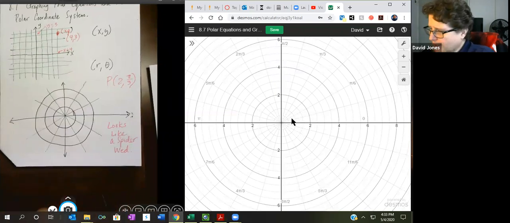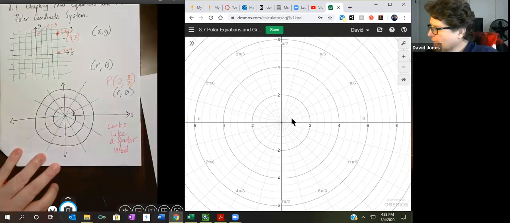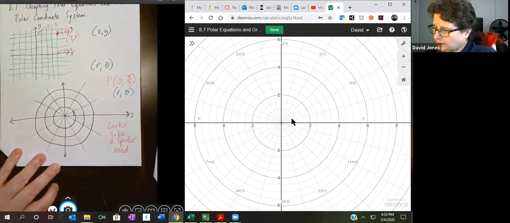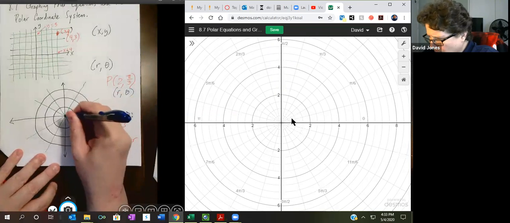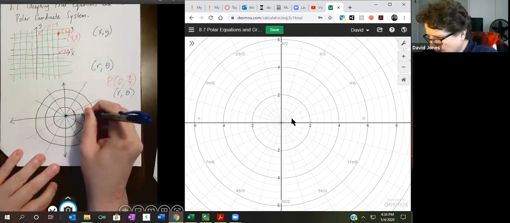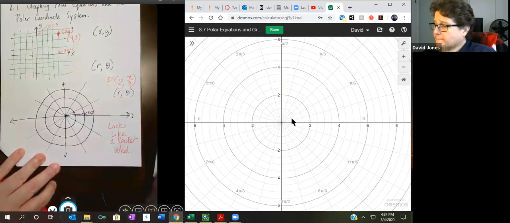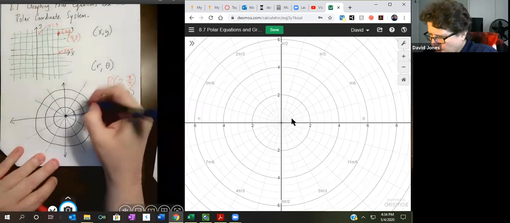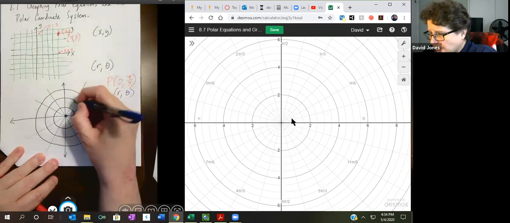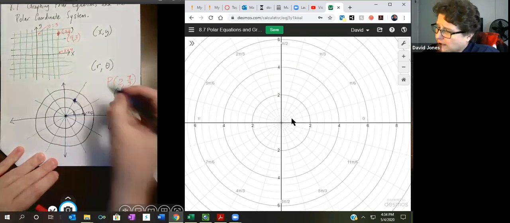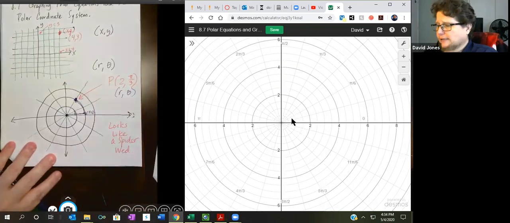So this is my r, theta. And r is how far we are going from the center. So I'm going to go out from the center. I'm going to go out one line. I'm going to go out to 2 lines. So this is r equals 2. And then I'm going to rotate 60 degrees, or pi over 3. That's the point 2 comma pi over 3.